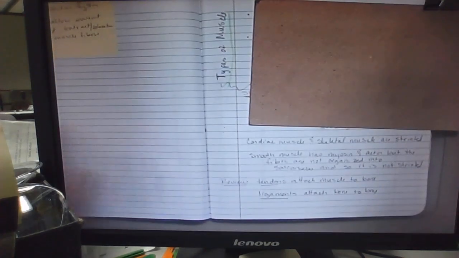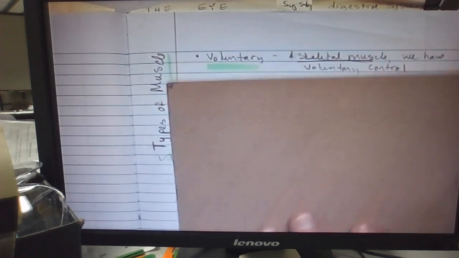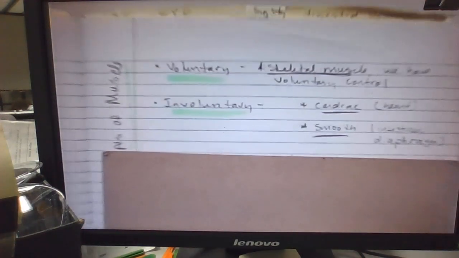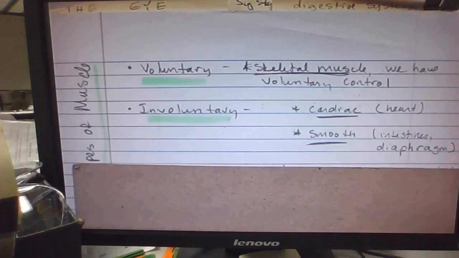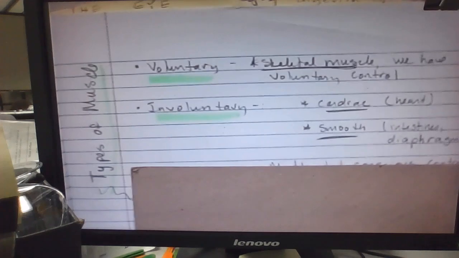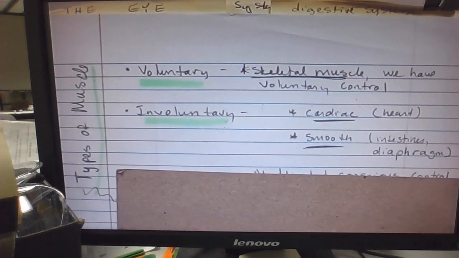All right, so the top half of the page, maybe about the top third, I have the different types of muscles. We kind of looked at this with our tissue insert foldable. We have voluntary and involuntary muscle. Voluntary muscle is our skeletal muscle. We have voluntary control over this muscle.